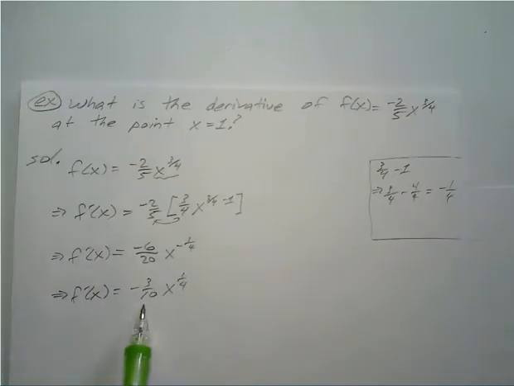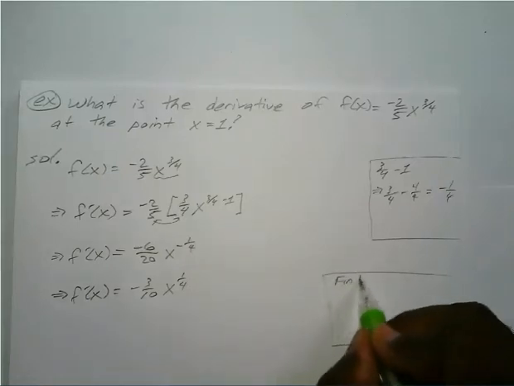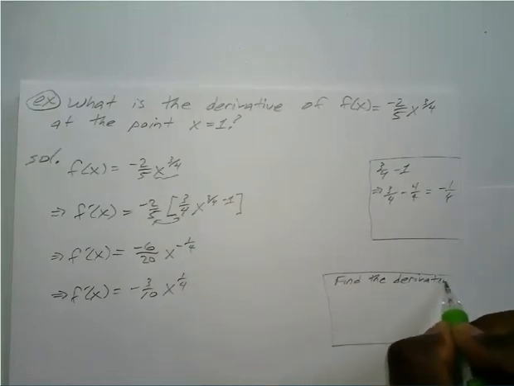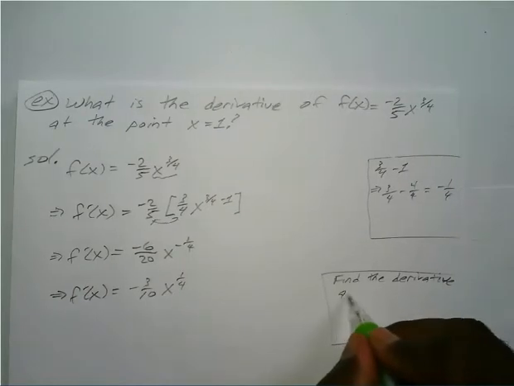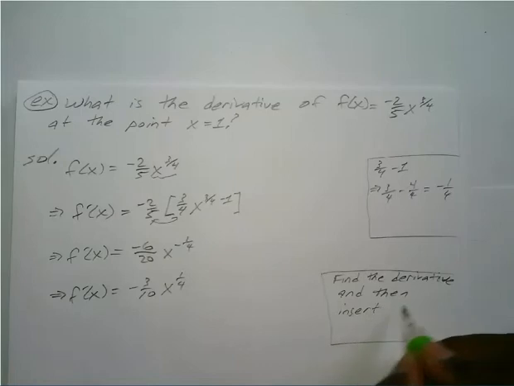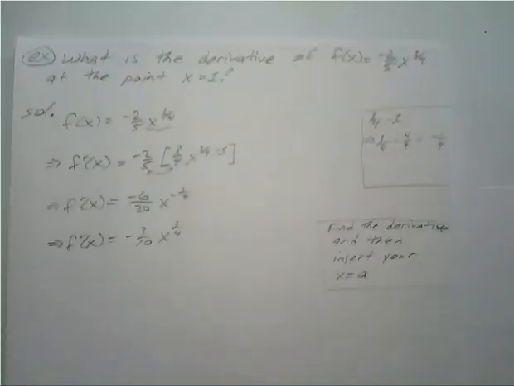Okay, so we have our f prime of x. So what you want to do is always find the derivative and then insert your x equals, in this case, x equals a. All right, so now we found our derivative.